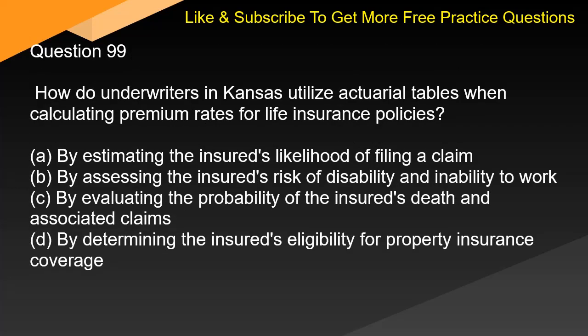Question 99. How do underwriters in Kansas utilize actuarial tables when calculating premium rates for life insurance policies? A. By estimating the insured's likelihood of filing a claim. B. By assessing the insured's risk of disability and inability to work. C. By evaluating the probability of the insured's death and associated claims. D. By determining the insured's eligibility for property insurance coverage.